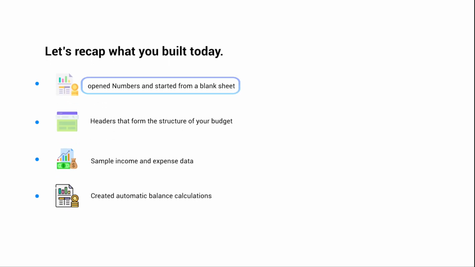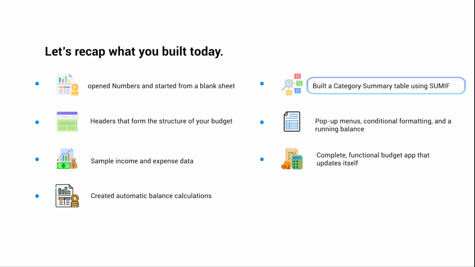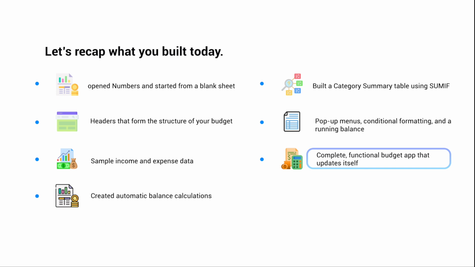Let's recap what you built today. You opened Numbers and started from a blank sheet. You added the main headers. You entered sample income and expenses. You created automatic balance calculations. You built a category summary using SUMIF. You added pop-up menus, conditional formatting, and a running balance. And now you have a complete budget app that updates itself.